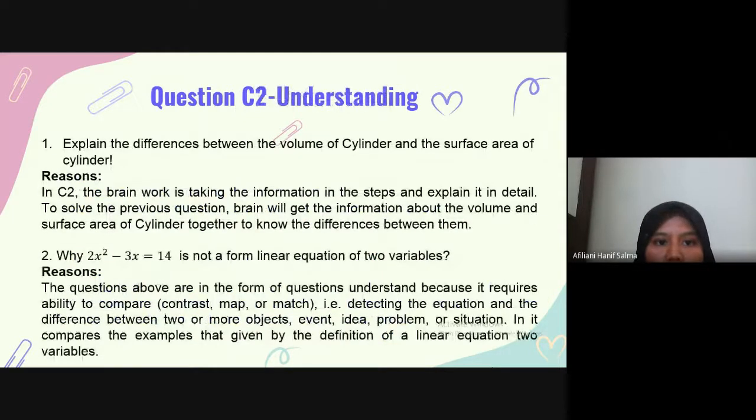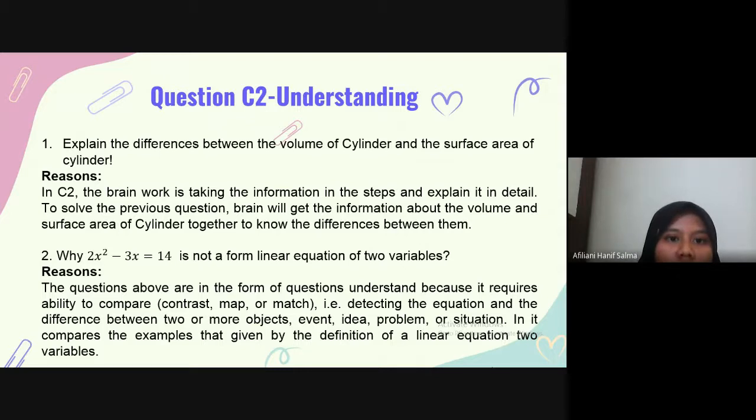The next is question C2 or understanding. For example, explain the differences between the volume of a cylinder and the surface area of a cylinder. And the reason is in C2, the brain works in taking the information in step and explaining it in detail. To solve the previous question, the brain will get the information about the volume and the surface area of a cylinder together to know the differences between them.